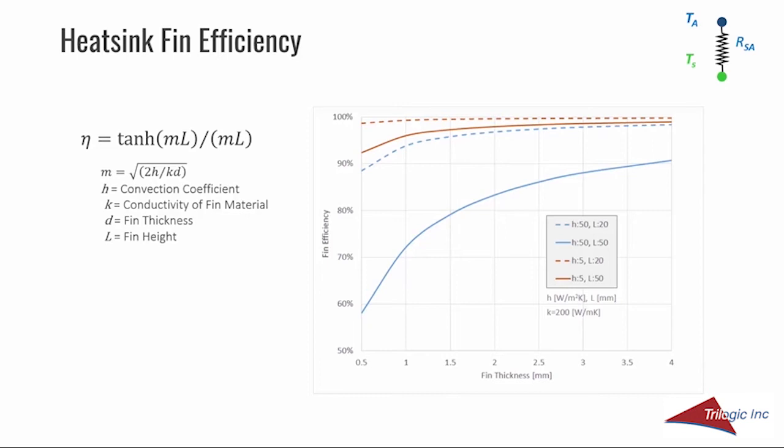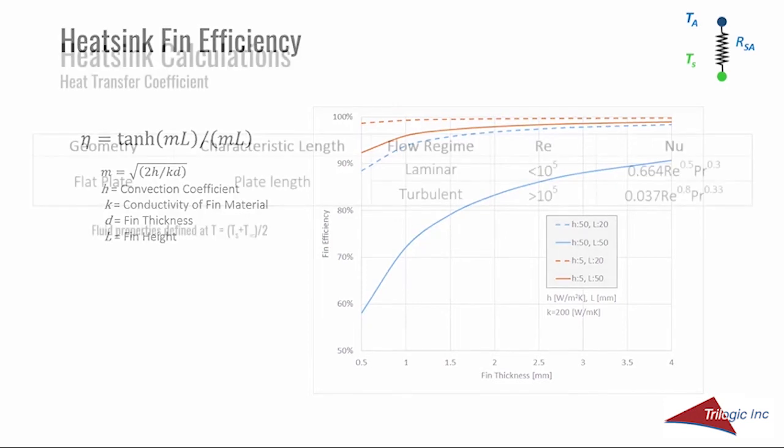The plot shows that at higher heat transfer coefficients for longer, thinner fins, the efficiency is lowest. For heatsink thermal design, fin thickness and material, looking at copper versus aluminum, could be considered to address this.